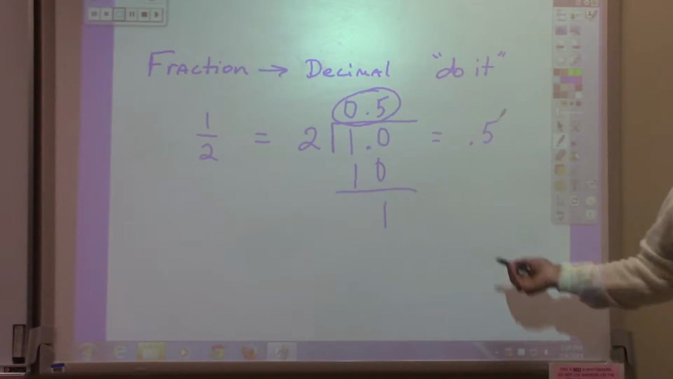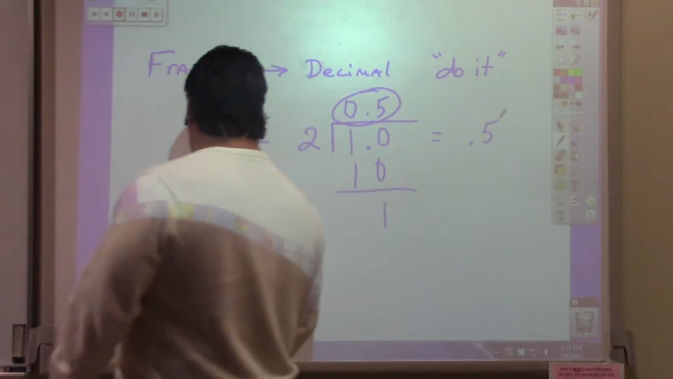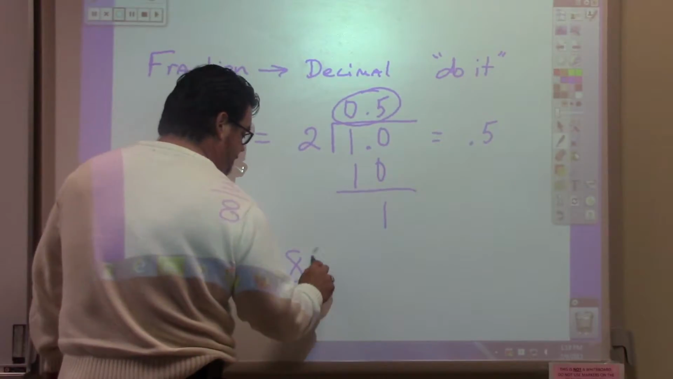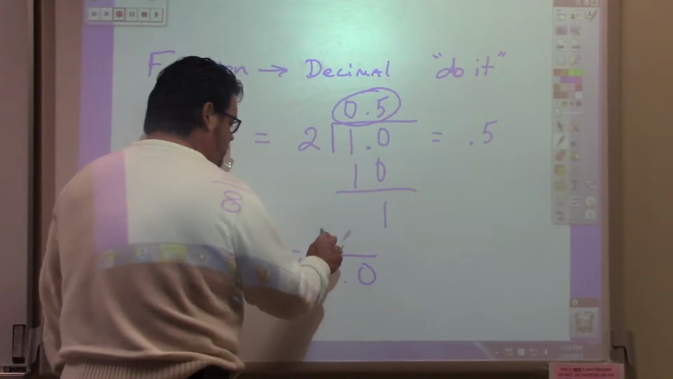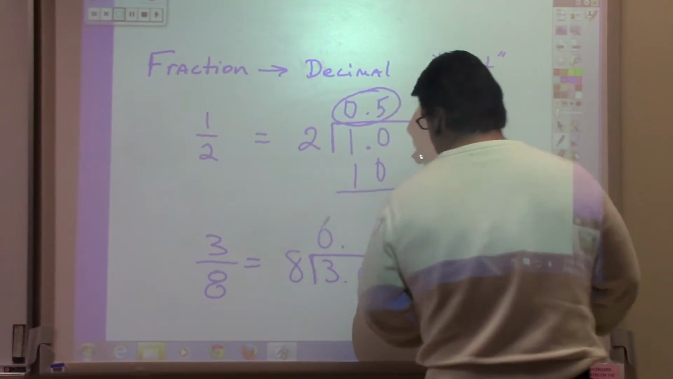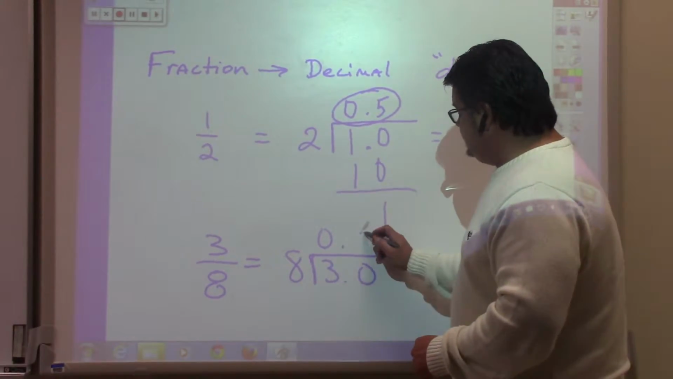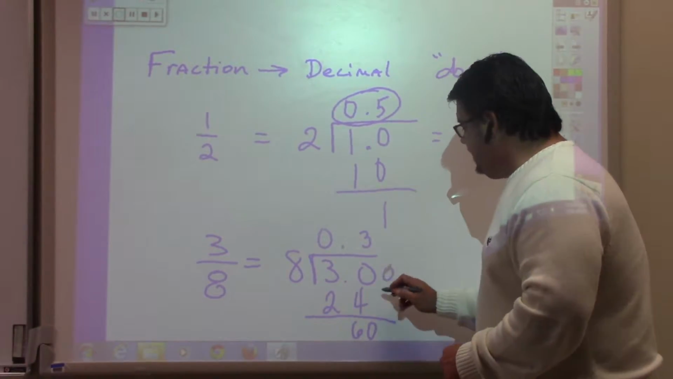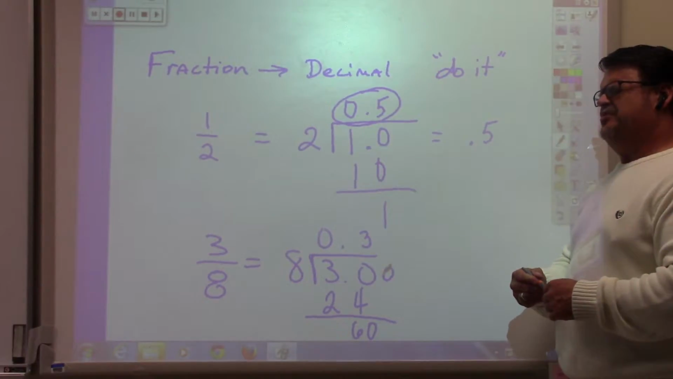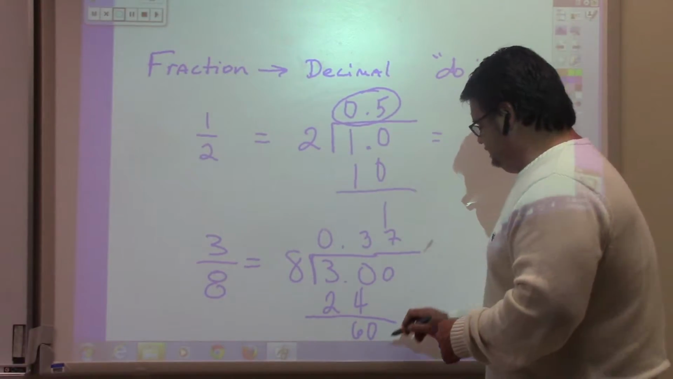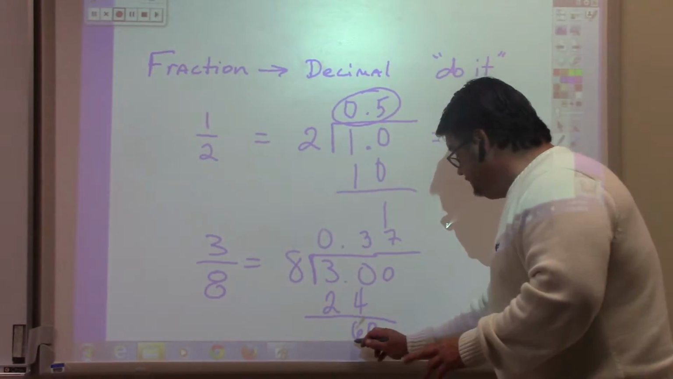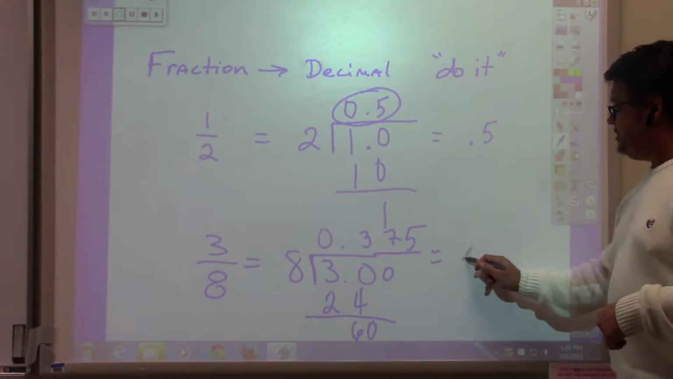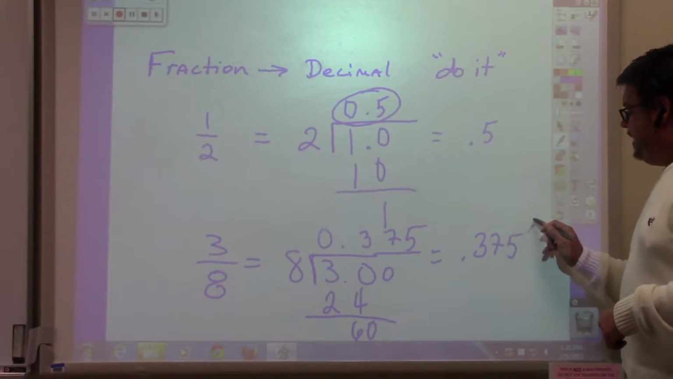So the 3/8 that we did not have a decimal for a while ago is 8 divided into what? 8 will not go into 3. So you put a 0 and add a 0. 8 will go in there how many times? 3 times? That's 24. 60. 8 times what? 8 times 7 is 56. Well, you get the point. 56, and that'll be 4. So your decimal for 3/8 is 0.375.